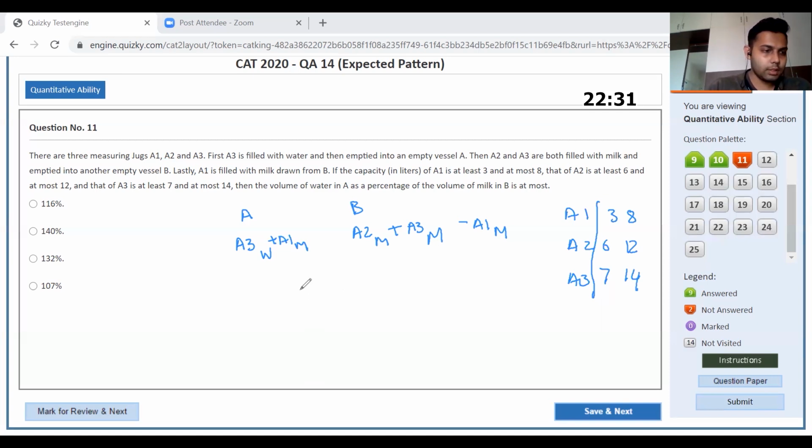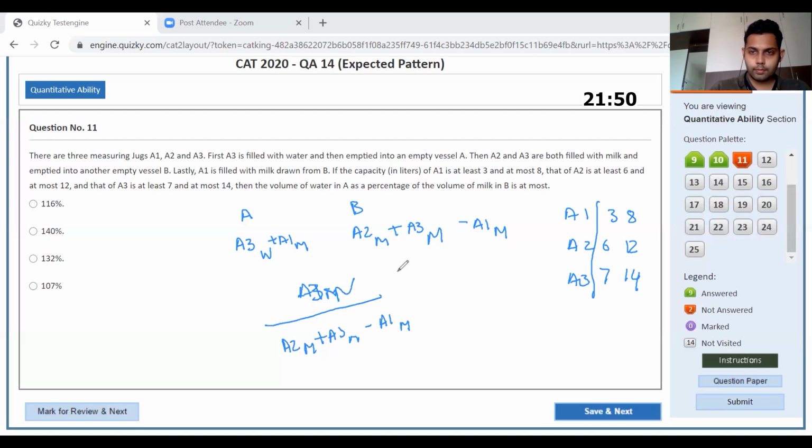So basically he's asking A1 milk in A, okay, as a volume of A2 milk plus A3 milk minus A1 milk. Sorry, this is A3 water. A3 water is being asked, right? Water as a percentage of this is at most what has been asked.